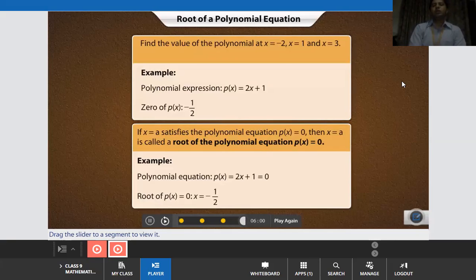So here we have talked about polynomials. What are polynomials? What is the identification of a polynomial? What are zeros of a polynomial? What is the zero of a polynomial? How to find it? In the next class, we'll be talking about the zeros of a polynomial and questions based on zeros of a polynomial and the value of a polynomial.